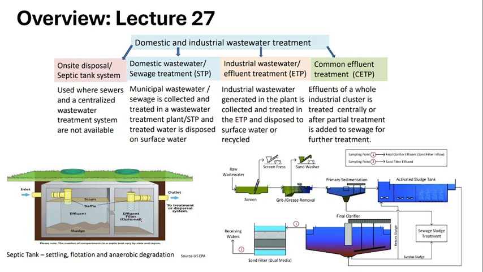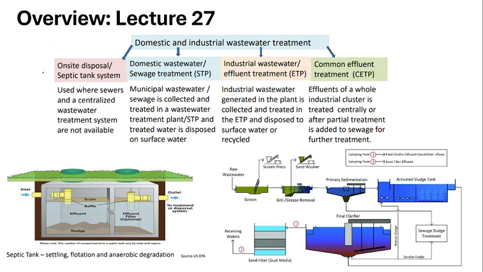Coming to the next lecture, it deals with the treatment of domestic and industrial wastewater. In the case of domestic and industrial wastewater, the treatment is classified into four different methods. The first method is the on-site disposal or septic tank system. The second one is the domestic wastewater or sewage treatment system. Next is the industrial wastewater or effluent treatment system. Finally, the common effluent treatment plant, which is CETP.